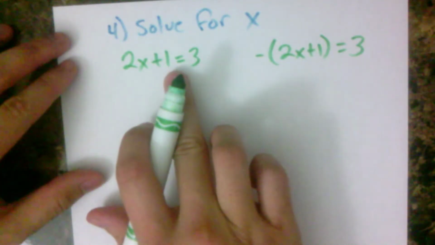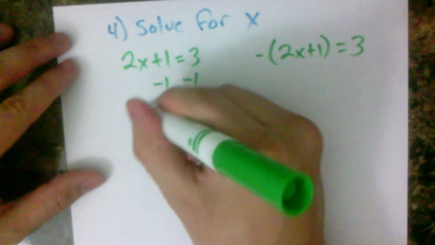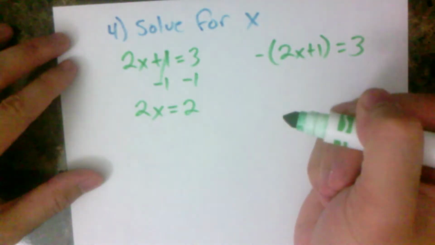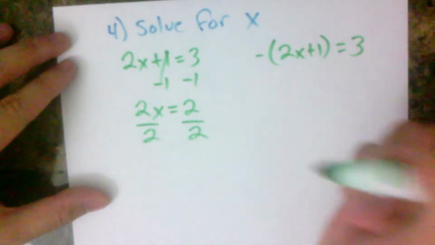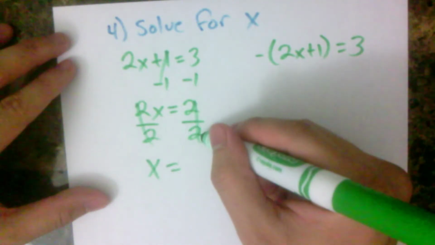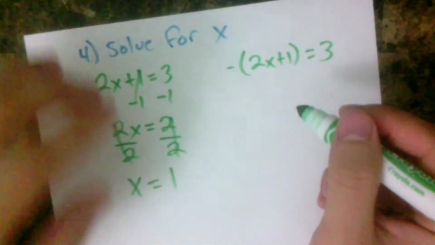This one again, you've got a plus or minus, so let's go ahead and deal with that first. Subtract 1. The 1s will cancel. 3 minus 1 is just 2. Now that's 2 times x, and the opposite of multiplication is division. 2 divided by 2, you'll get x equals 2 divided by 2, which is 1. All right.